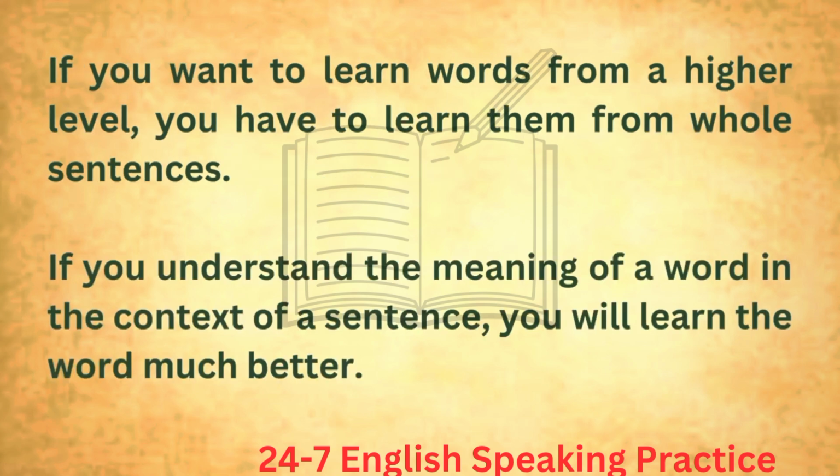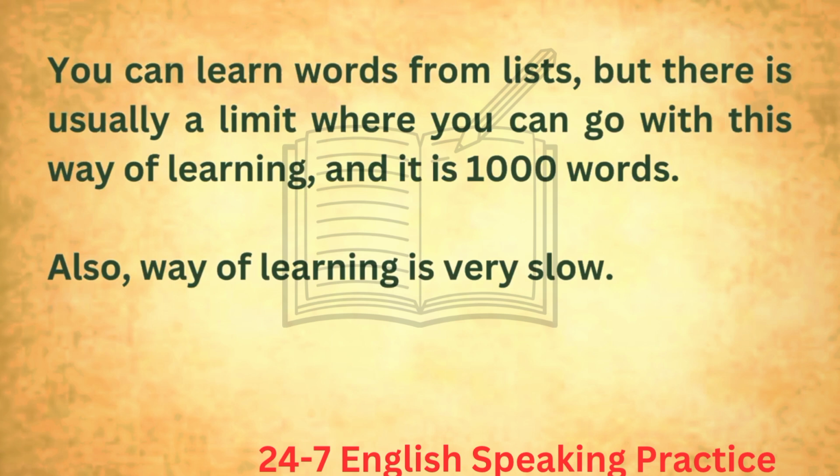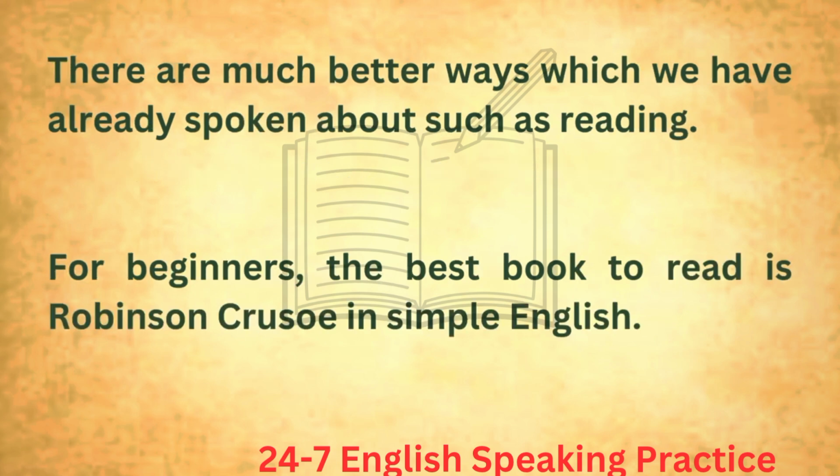If you want to learn words from a higher level, you have to learn them from whole sentences. If you understand the meaning of a word in the context of a sentence, you will learn the word much better. You can learn words from lists, but there is usually a limit where you can go with this way of learning, and it is 1,000 words. Also, this way of learning is very slow. There are much better ways which we have already spoken about, such as reading.